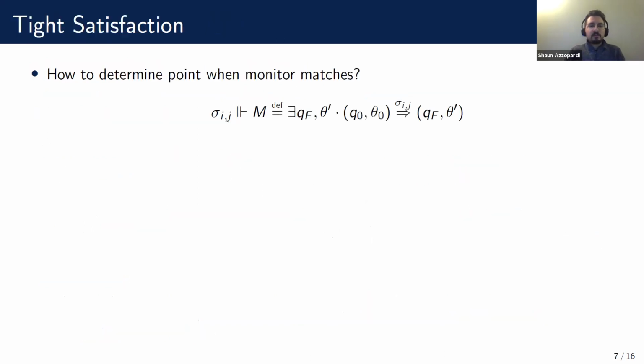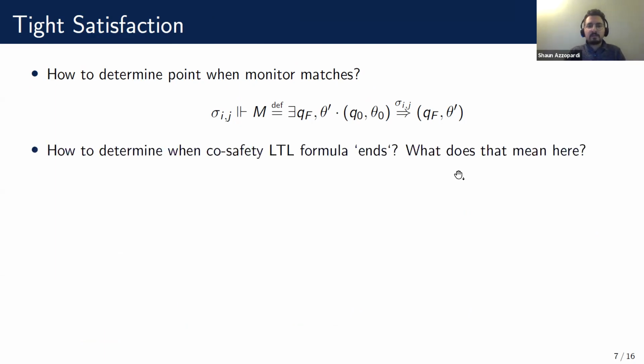So to determine the point where the monitor matches, remember the diagrams from before, we're going to simply check for the point where the flagging state has been reached, and we're going to trigger the obligation at that point. What is left is to detect the point where the cause safety LTL formula gives control back to the monitor. So we need to determine when the cause safety formula kind of ends.